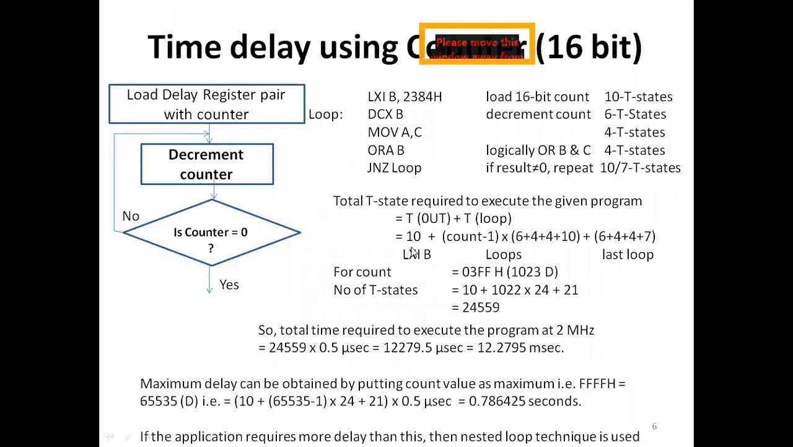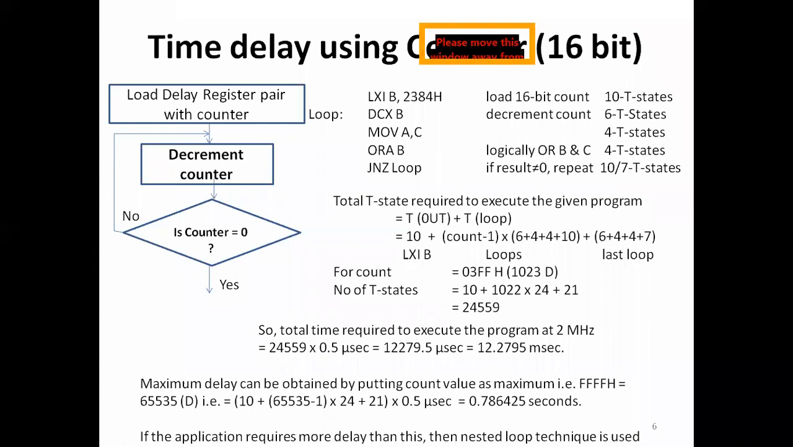Now, the maximum value which we can feed in a 16-bit register is FFFF, which is equivalent to 65,535, the decimal equivalent of this hexadecimal value. So the maximum delay which we can find out is 0.8786 second. Meaning about 0.8 second is the maximum delay that can be provided with the help of a 16-bit count if the operating frequency is 2 megahertz.